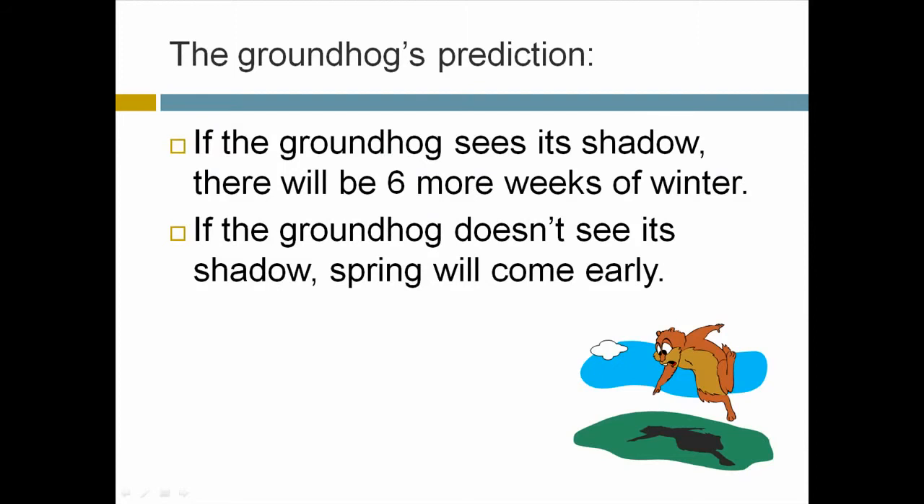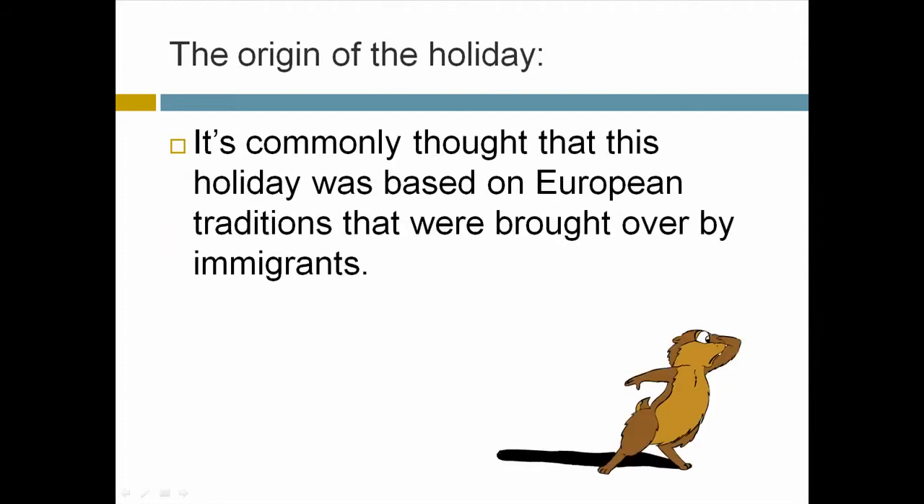As Stacy explained, the groundhog is used to make a prediction. If the groundhog sees its shadow, there will be 6 more weeks of winter. If the groundhog doesn't see its shadow, spring will come early. As for the origin of Groundhog Day, it's commonly thought that this holiday was based on European traditions that were brought over by immigrants.